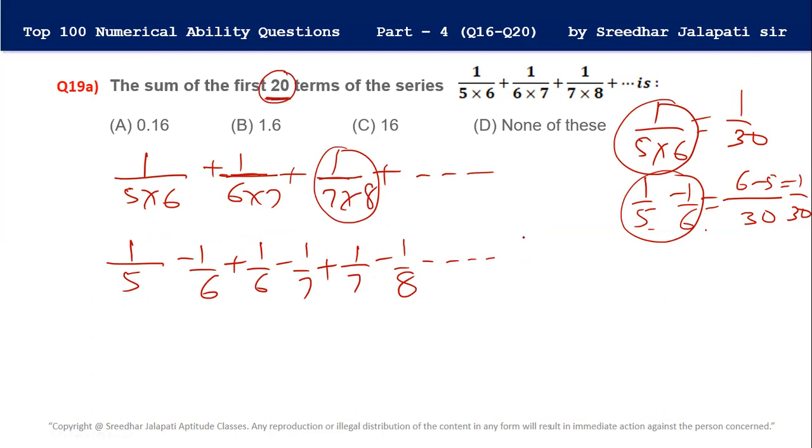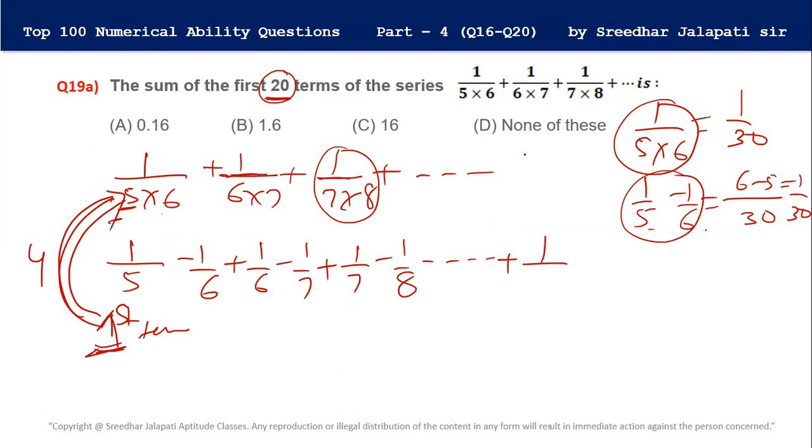So what could be the 20th term here? Now that is something tricky. You just apply your common sense, not mathematics here. Now the first term here started with 5 into 6. So the first term started with 5. What is the gap here? 4 gap. The first term started with 5, so the 20th term will start with 24 because there should be a gap of 4. So the 20th term will be 24 into 25.